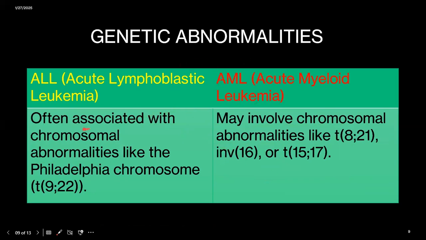Genetic abnormalities. ALL is associated with chromosomal abnormalities like the Philadelphia chromosome and t(9;22). While in AML, you will see chromosomal abnormalities like t(8;21), inv(16), and t(15;17).